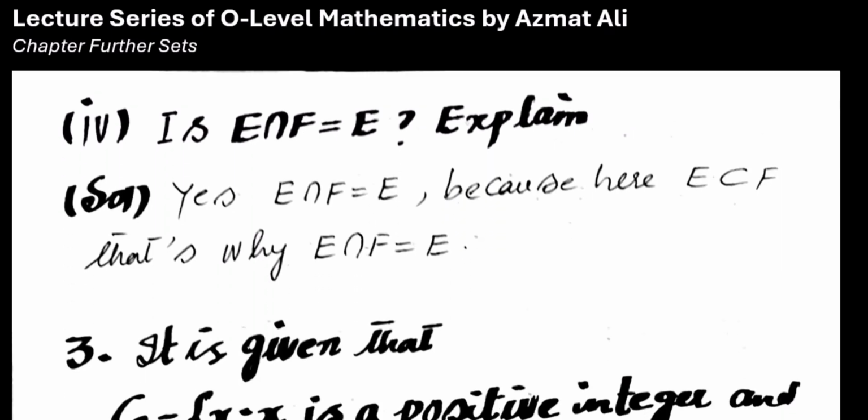In the fourth part: is E intersection F equal to E? Explain. Yes. E intersection F is E because here E is a proper subset of F. That's why E intersection F is equal to E. It should always be remembered that when one of the sets is a proper subset of the other, then their intersection is equal to the smaller set.